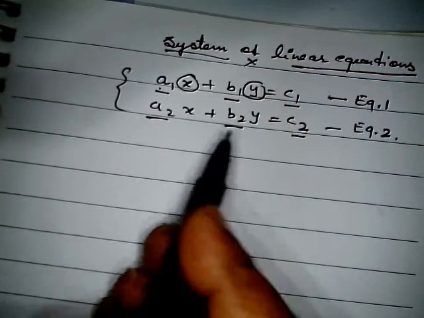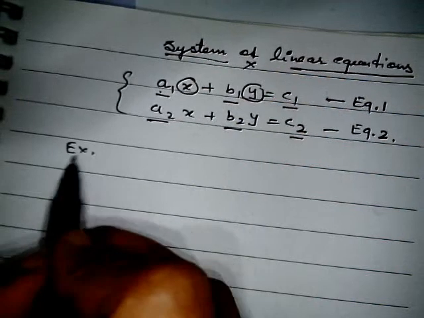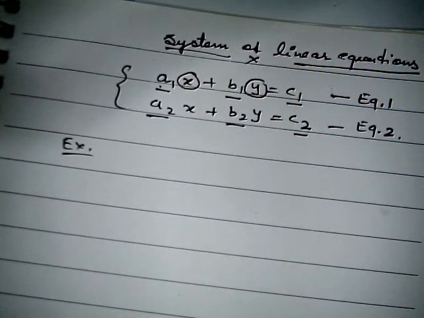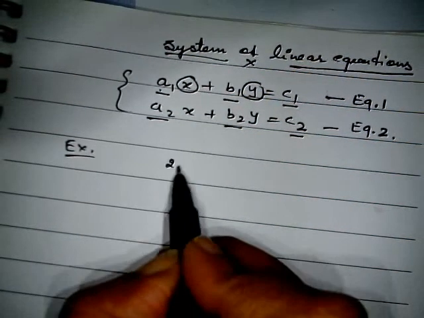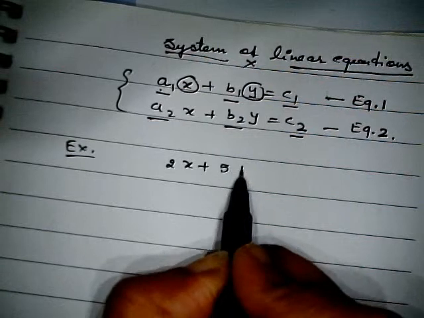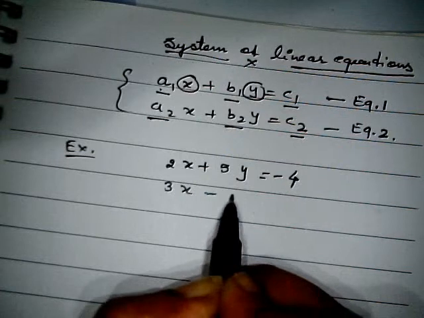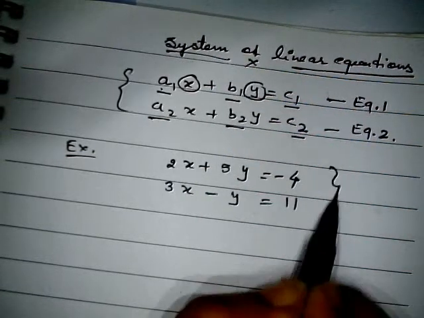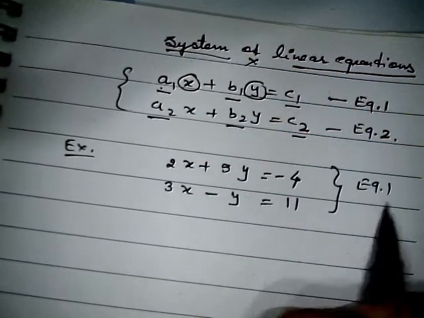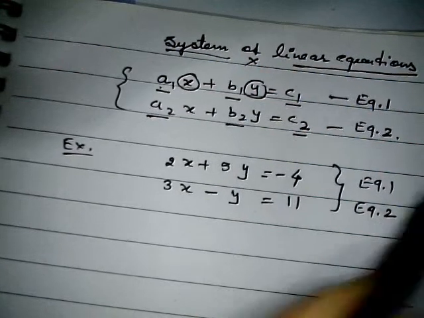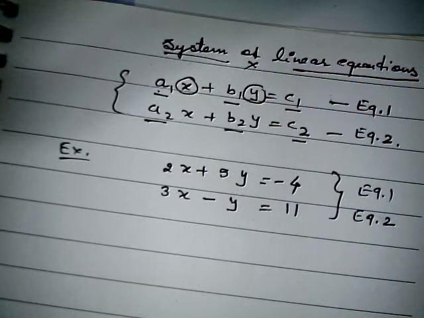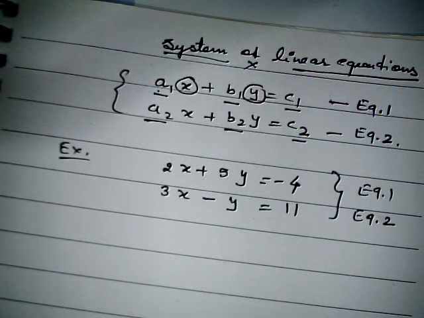For example, suppose I write the equations 2x plus 5y equals -4 and 3x minus y equals 11. These are the two equations. This is equation 1, this is equation 2, and we need to find out the value of x and y.